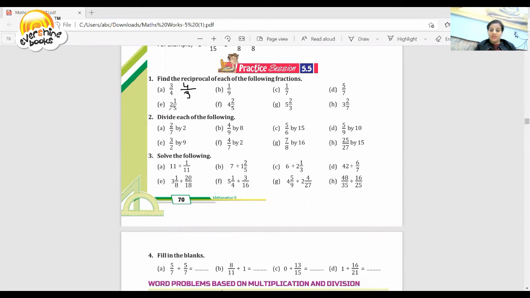Now it is a mixed fraction, so we will make it improper. 5 tens are 10 and 1, 11 upon 5 means 5 upon 11. You have to write like this. Others you will do by yourself in a very good manner.